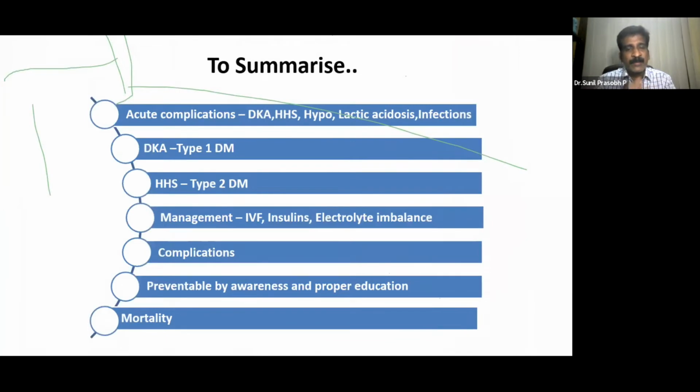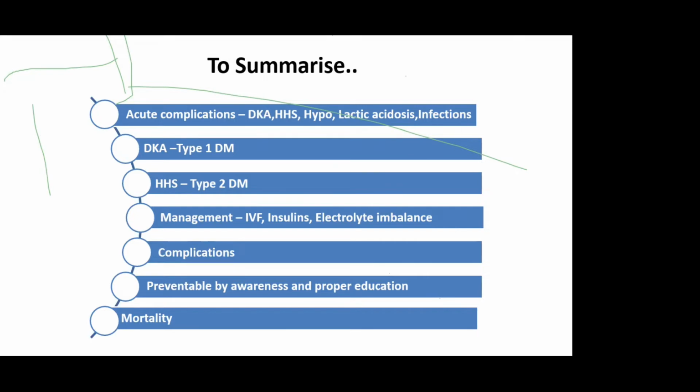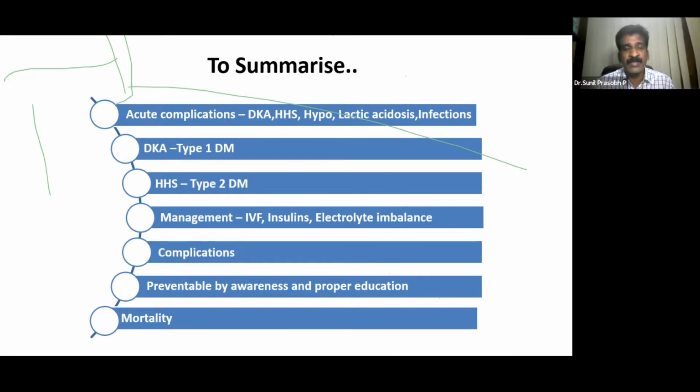So just to wind up and summarize what I was trying to convey in the last 20 minutes: acute complications are on the rise. These are very, very dangerous. The hyperglycemic emergencies include DKA, HHS, hypoglycemia, lactic acidosis, and infections. DKA is most commonly seen in type 1 diabetic patients, develops rapidly, and acidosis and ketosis are there. HHS is most often seen in type 2 diabetic patients, develops much more slowly, and the mortality is very high because many of these patients have several comorbidities. Dehydration and hyperosmolality are very, very high.